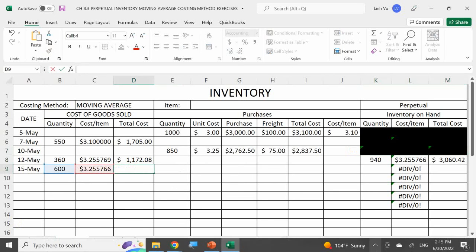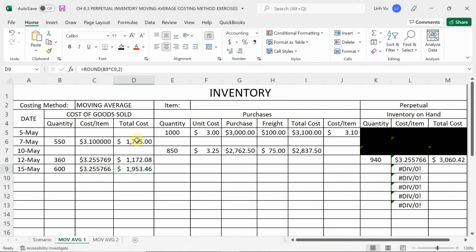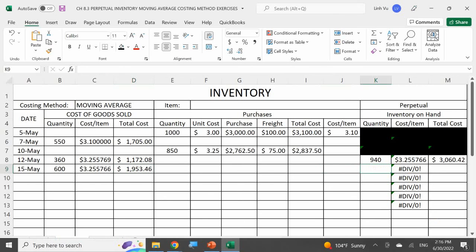And in this case, I kind of gave you the answer to this one already. If I sold 600 units at that 3.255766, what is going to be my total cost of goods sold? In this case, it's going to give me 1953.46. I have to take this because this number is rounded, right? If I were to pull this out, it's 0.0000 after that. Now I need to figure out what my new quantity is if I sold 600 units. So take my 940, subtract 600, I should have 340 left.